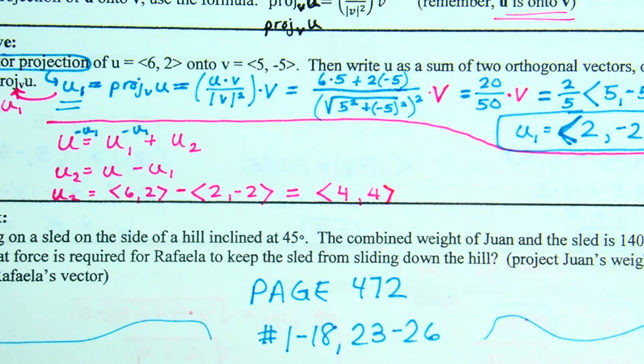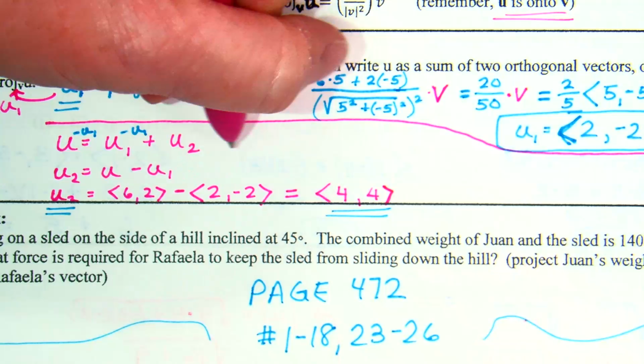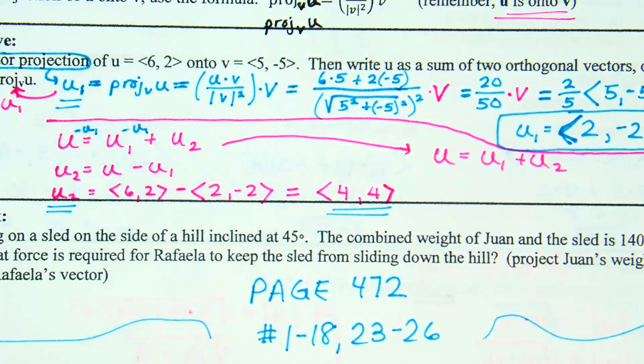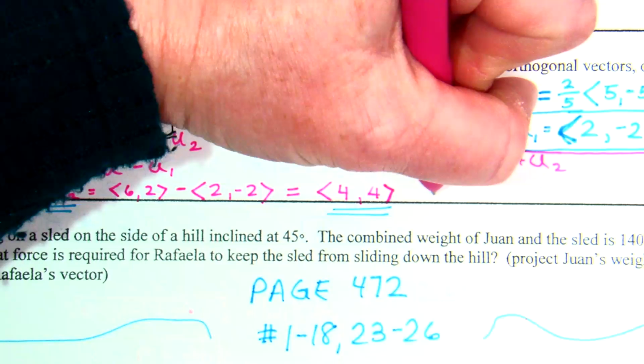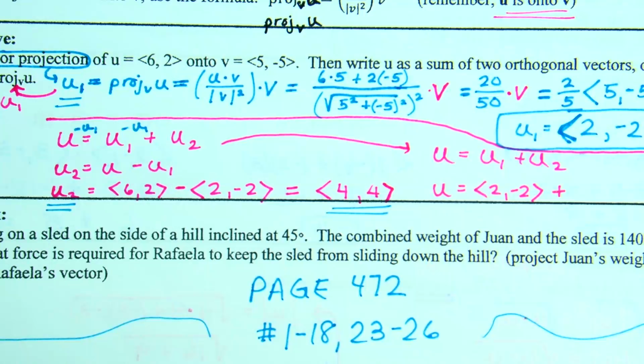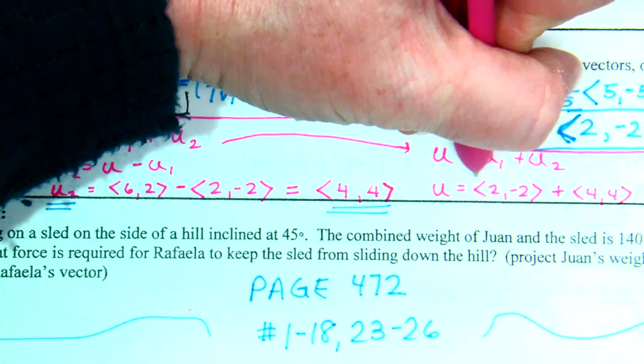u2. And we were being asked to write u as a sum of two orthogonal vectors, right? We were being asked to write u as u1 plus u2. All I'm doing is writing it out here. We found u1 in the previous step, the projection, right? Did I just find u2? Yes. So all I'm going to do at this point is write that u is equal to u1, which, what was u1? 2, negative 2, plus, what's u2? That's the 4, 4 we just found. So this is satisfying the second part of the problem.